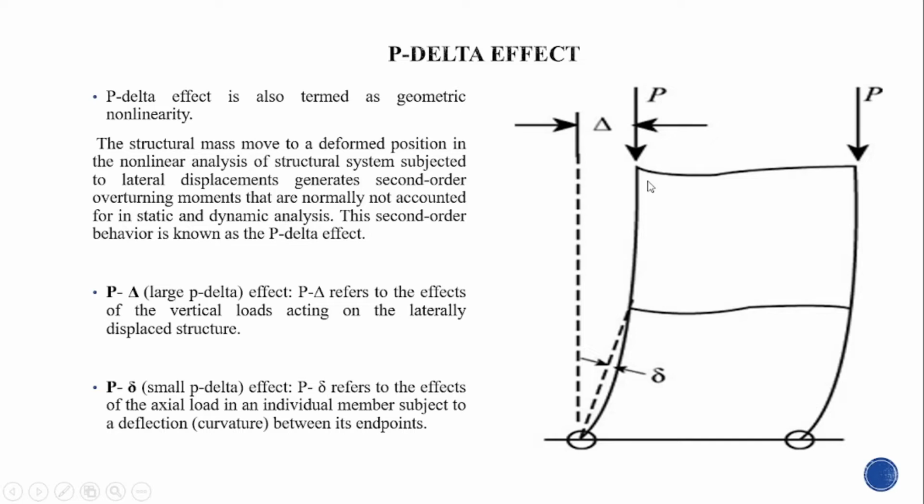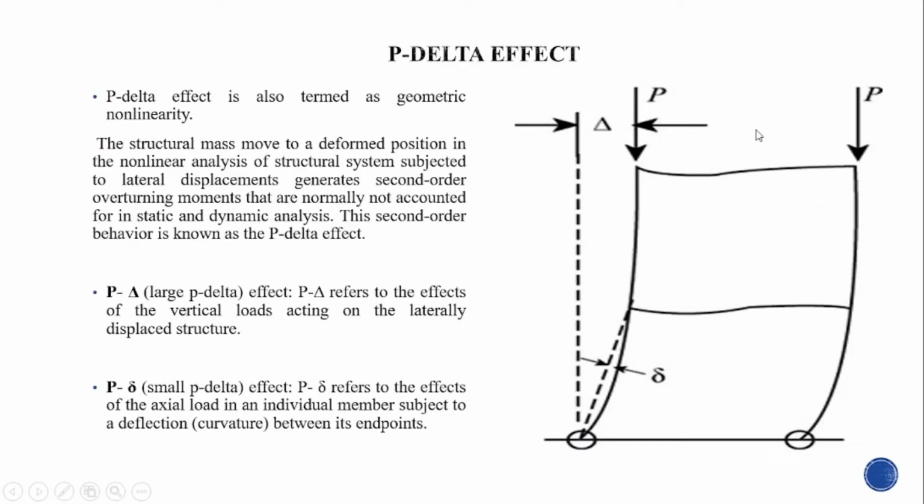And the small P-delta effect refers to the effects of axial loads in an individual member subjected to a deflection curvature between the endpoints. It will be considered for every structural member of the building, individually for each member of the structure. Look here in this diagram, the small P-delta effect will be created in these portions due to the axial loads. So this was just the short overview about pushover analysis.